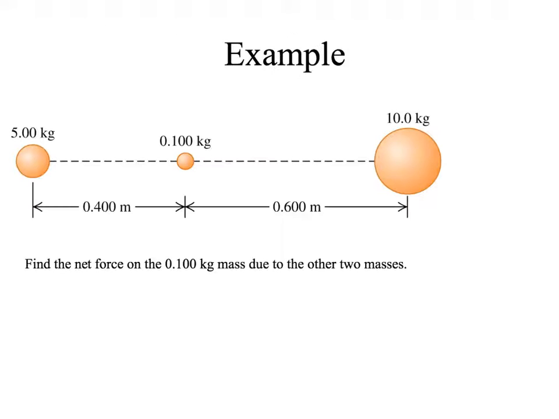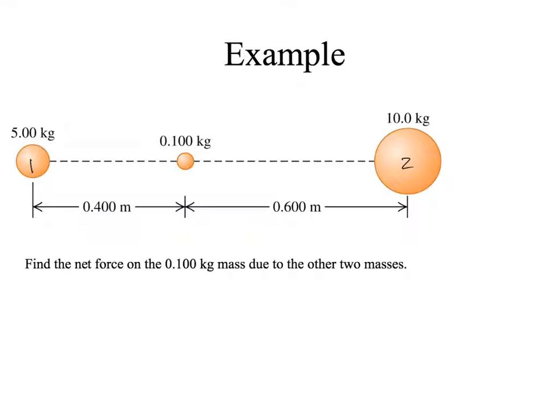All right, so we figured that one out. Let's look at this example. Now here, this is similar, but we're going to actually do the calculation where the forces aren't equal to each other, and so we'll see what the net force is. So we have two masses, a 5 kilogram mass and a 10 kilogram mass. And we want to find the net force on a 0.1 kilogram mass that we place in between them at the distances given. Again, I'm going to call this mass 1 and this mass 2.